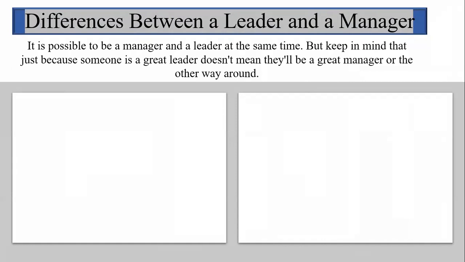Now, we're going to look at some differences between a leader and a manager. Is it possible to be a manager and a leader at the same time? Of course it is. But keep in mind that just because someone is a great leader doesn't mean they can be a great manager, or the other way around. And in bigger corporations, it's fine. You can have huge departments with various degrees and levels of management. But in a small company, the owner is probably the leader and he has to take on some managing roles.